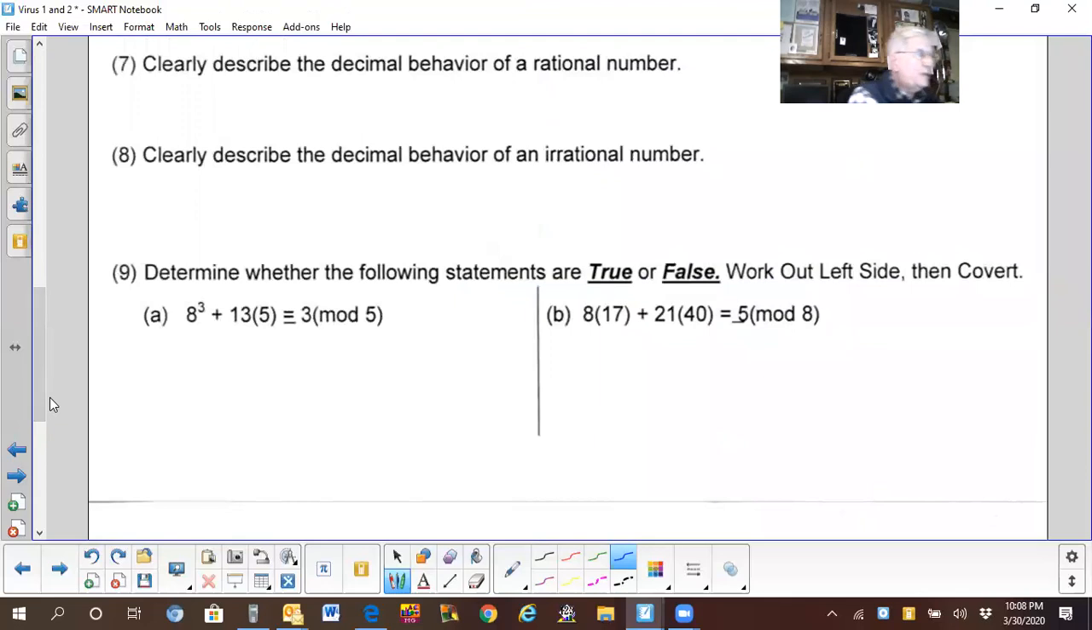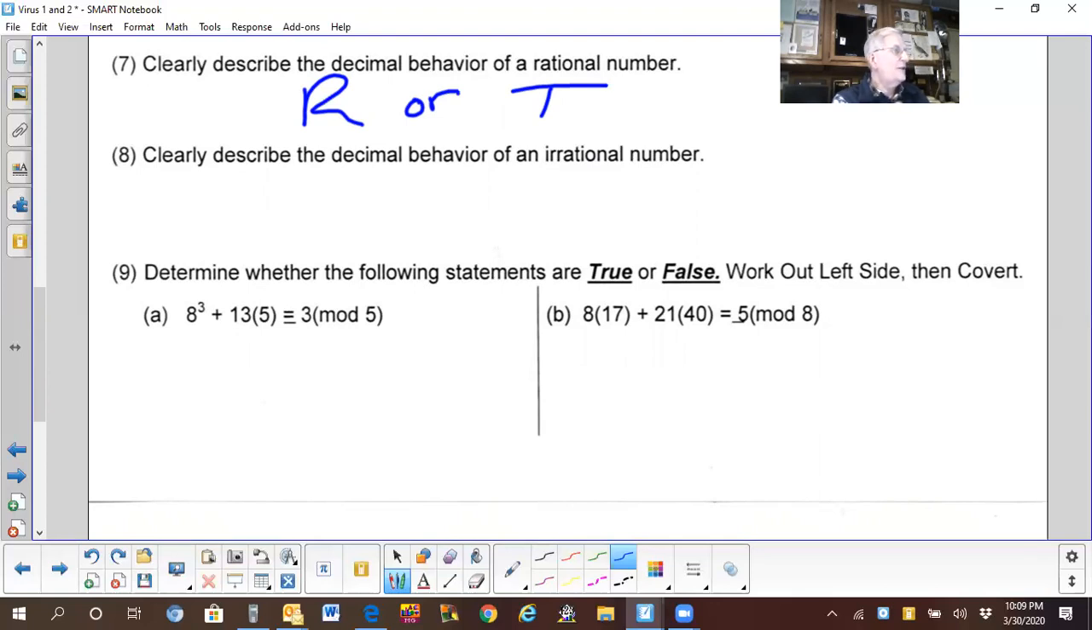It says to clearly describe in problem 7 the decimal behavior of an irrational number. Well, if you recall, I'm sorry, I skipped 7. Let's go back to 7. Clearly describe the decimal behavior of a rational number. Well, you can simply write this down. It repeats or it terminates as a decimal. R or T. I'll accept that. That is absolutely correct. So it'll either repeat or it will terminate.